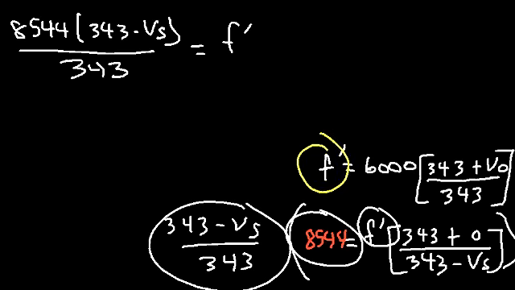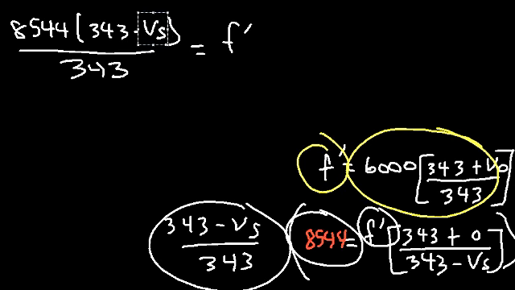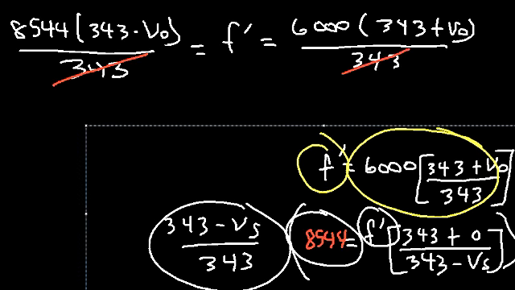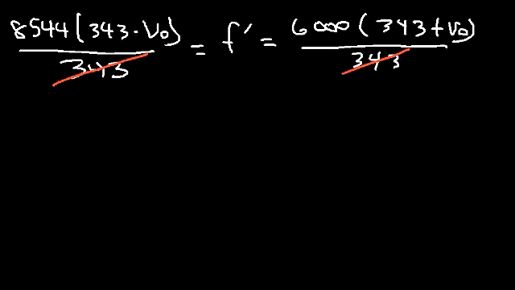Now this is equal to F prime. And F prime is also equal to this term. But let's get rid of Vs and let's replace it with VO, since they're the same. F prime is also equal to 6,000 times 343 plus VO divided by 343. So if we multiply both sides by 343, these will cancel. So since both of these equations are equal to F prime, we can set them equal to each other. So let's get rid of this.